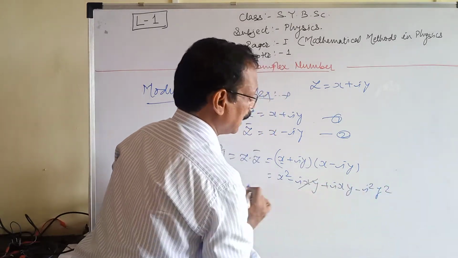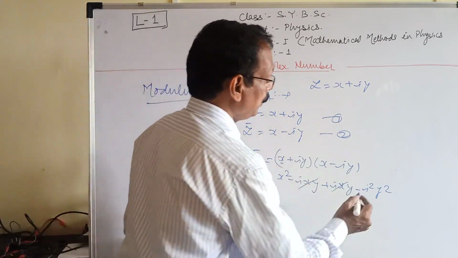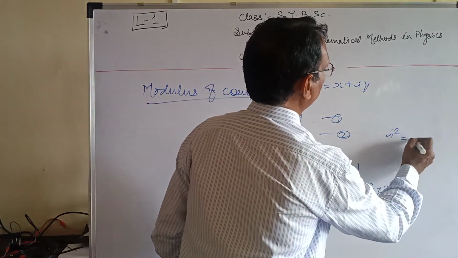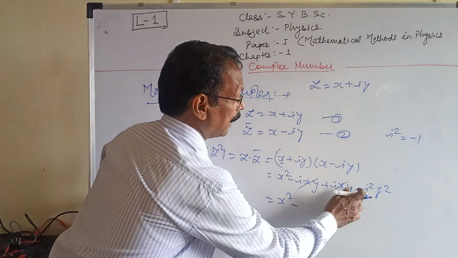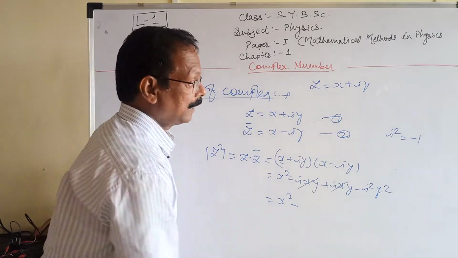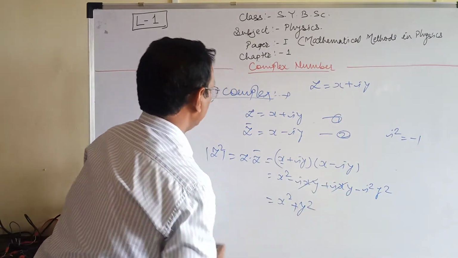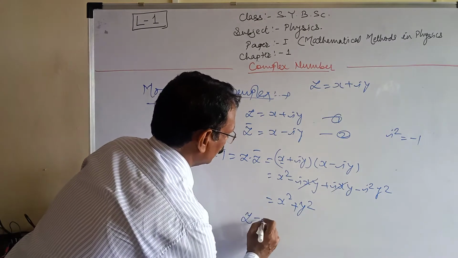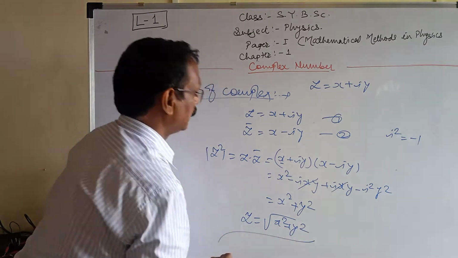So here, this plus i into xy minus i into xy gets cancelled with each other, and we know that i square is equal to minus 1. So we get x square minus, and here i square is minus 1. Then what do we get? It is plus, x square plus y square. So here, modulus of z is equal to under root x square plus y square. So we get this equation.